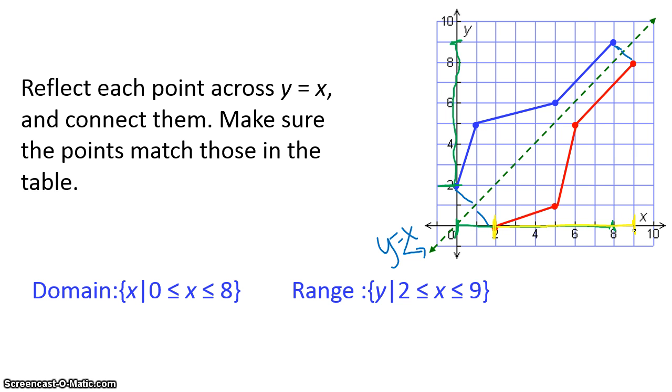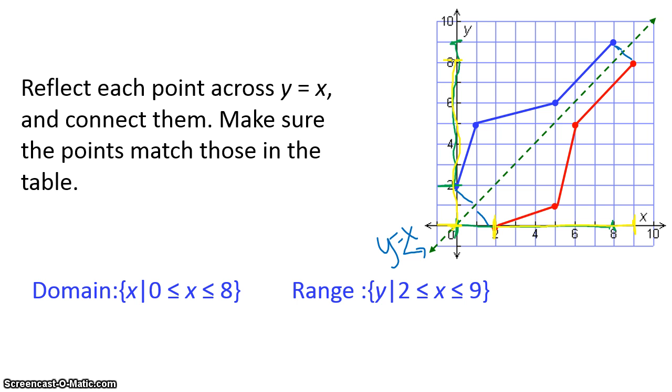We started at 2 and went to 9. Look at the range of our original relation. You see something interesting there? And now let's look at the new range of our red one. So we started here at 0 and we went up to 8. 0 to 8. Does that sound familiar?